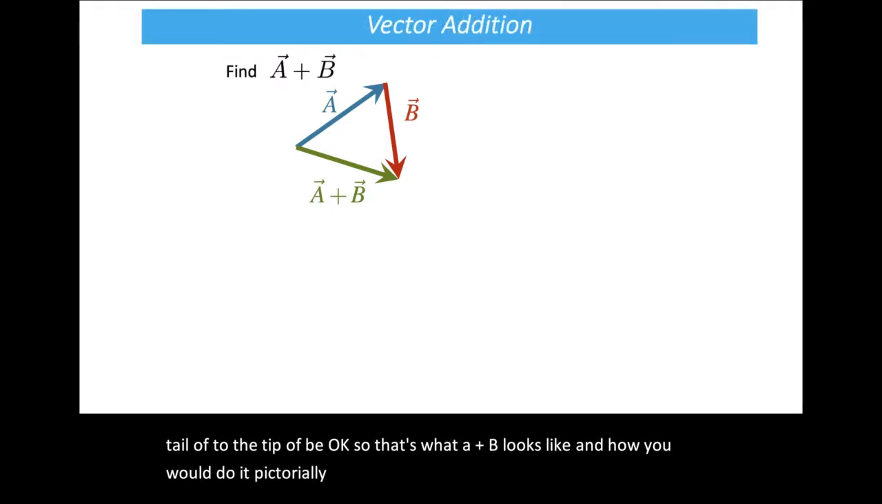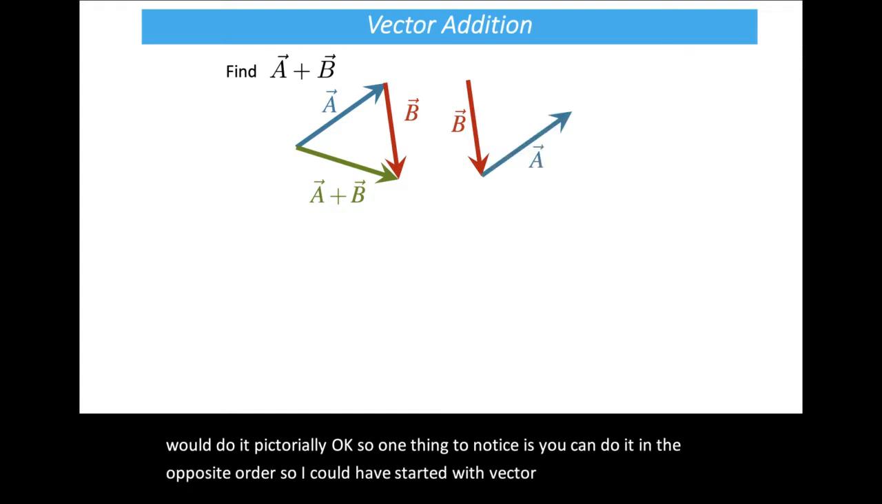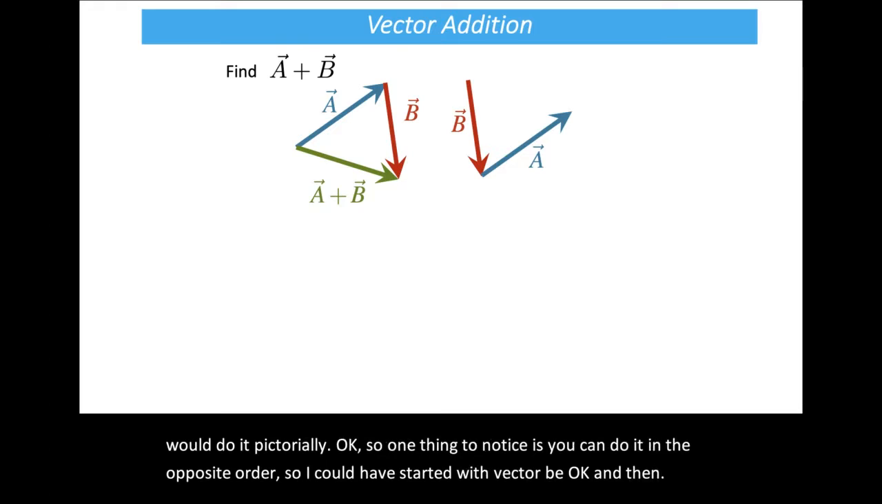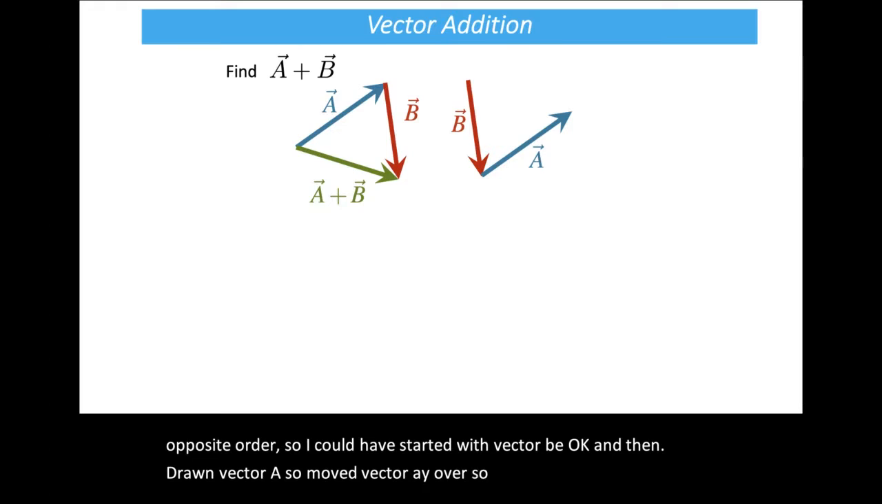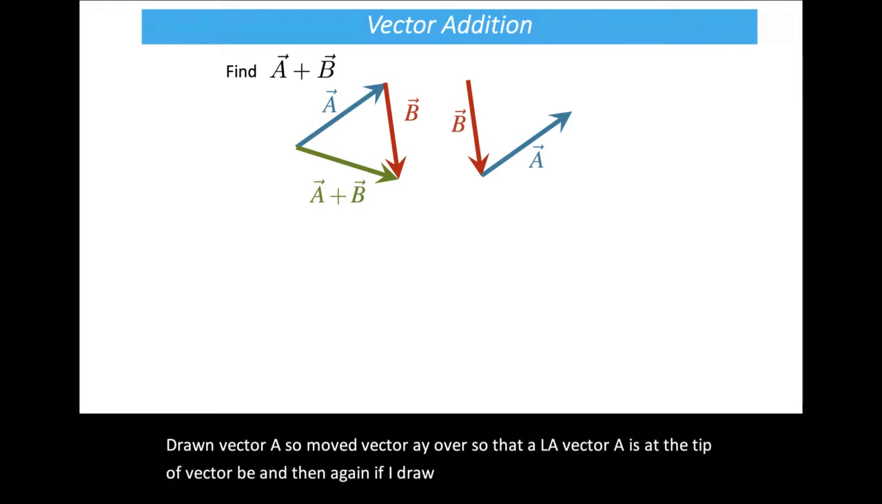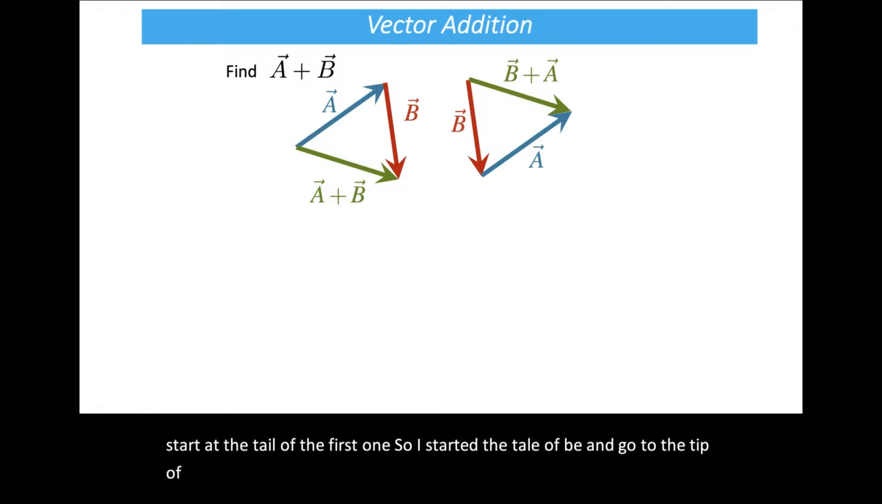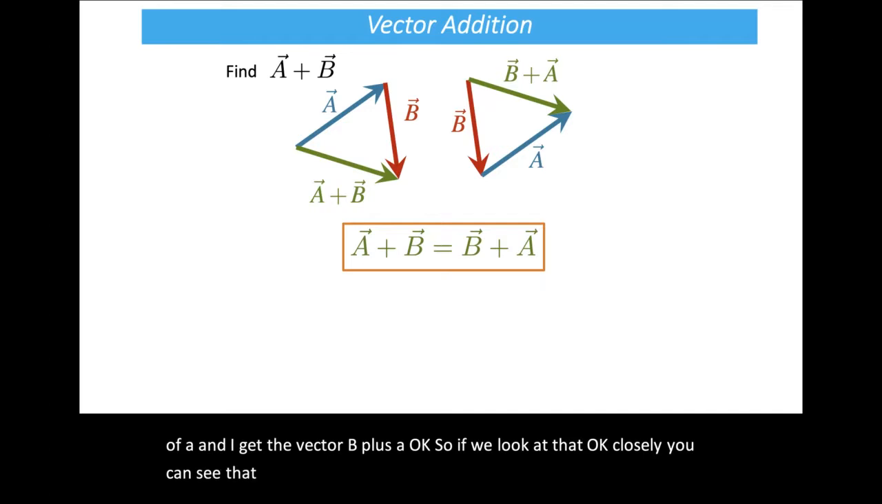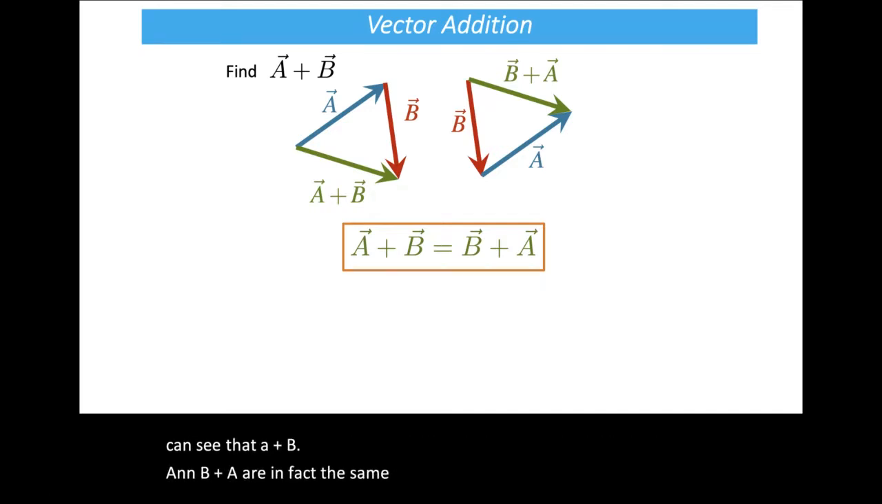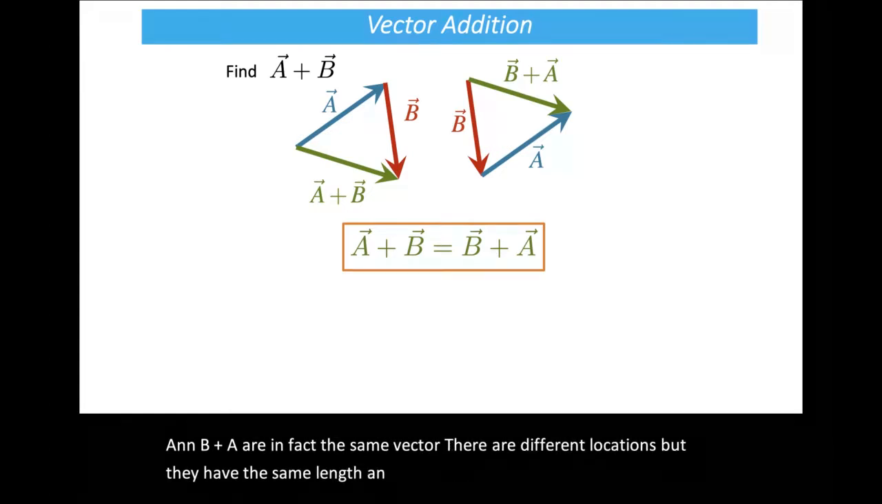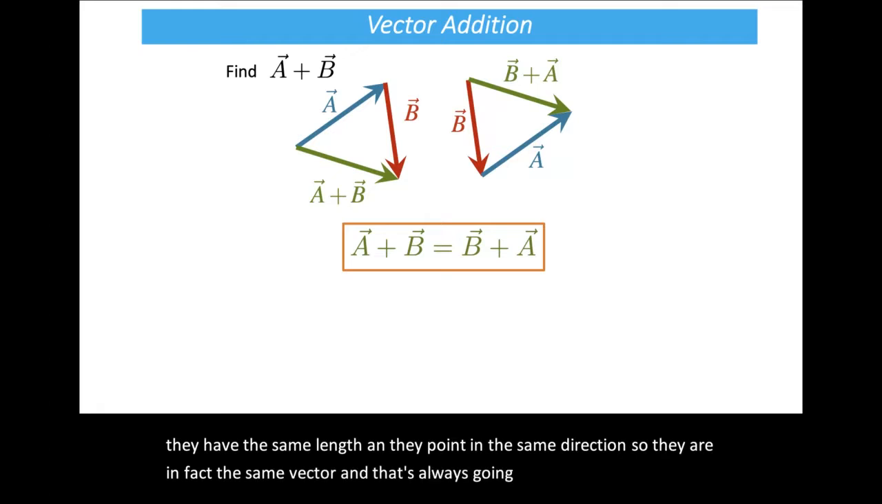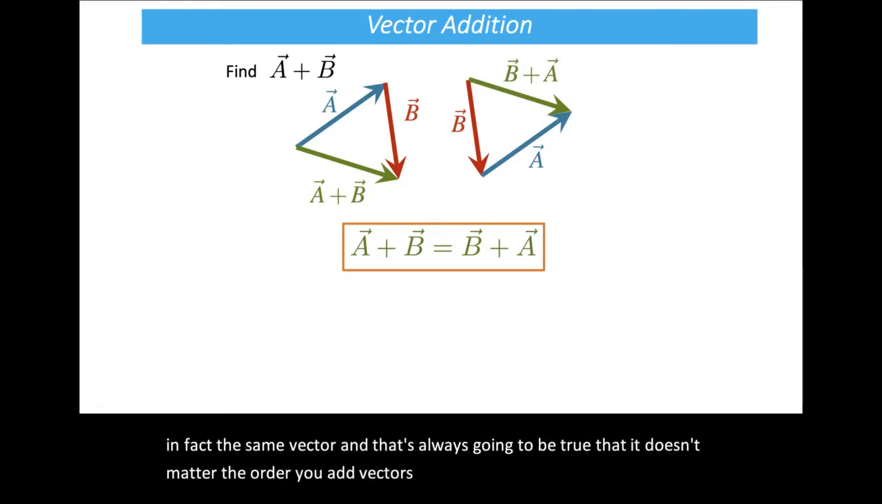Okay, so one thing to notice is you can do it in the opposite order. So I could have started with vector B, and then drawn vector A, so moved vector A over so the tail of vector A is at the tip of vector B. And then again, remember you always start at the tail of the first one, so I start at the tail of B and go to the tip of A, and I get the vector B plus A. If we look at that closely, you can see that A plus B and B plus A are in fact the same vector. They're at different locations, but they have the same length and they point in the same direction. So they are in fact the same vector, and that's always going to be true. It doesn't matter the order you add vectors in, you will get the same result.